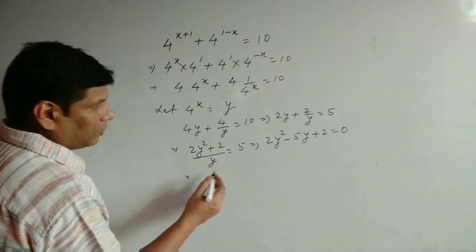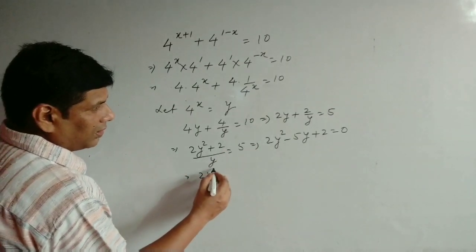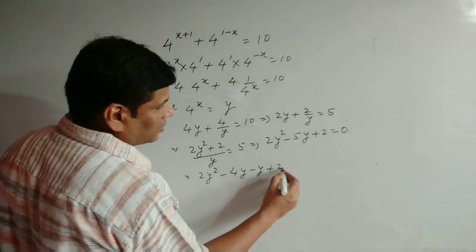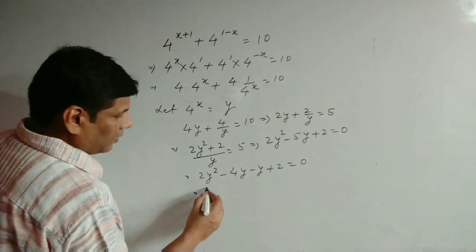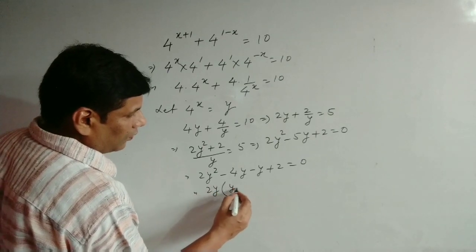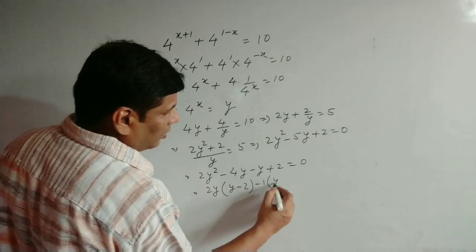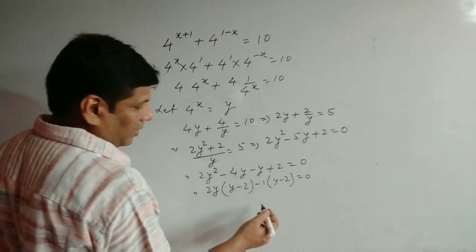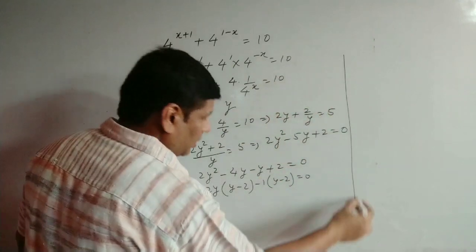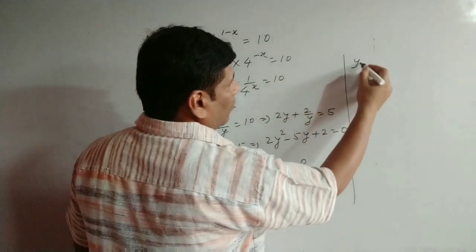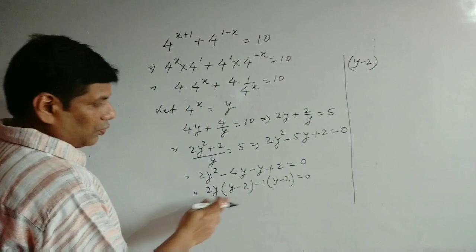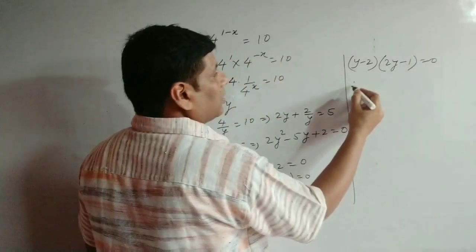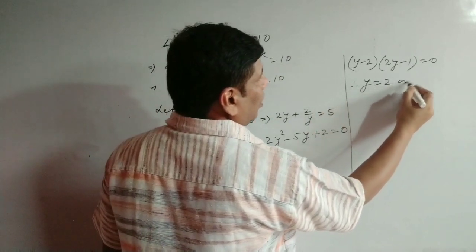So now splitting the middle term, we get 2y square minus 4y minus y plus 2 equals to 0. Then we can write 2y, y minus 2 minus 1, y minus 2. Here it is minus because we have taken minus 1 common. So next step we can write y minus 2 and 2y minus 1 equals to 0. Therefore we have y equals to 2 or 1 by 2.